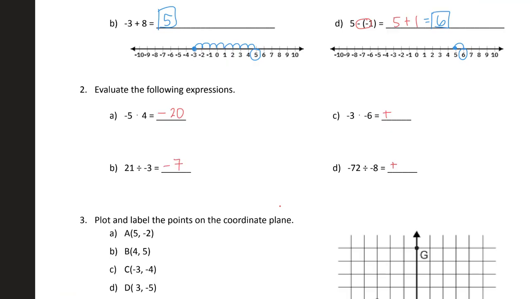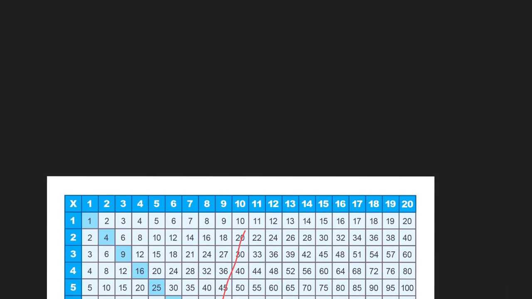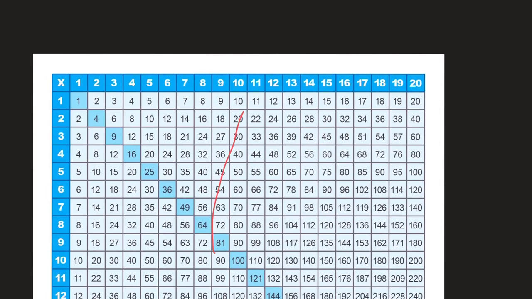All right, the next one's a multiplication problem. We have -3 times -6. We already know that my answer is going to be positive because we have a negative and a negative. So we're going to do 3 times 6. It's going to be 18.